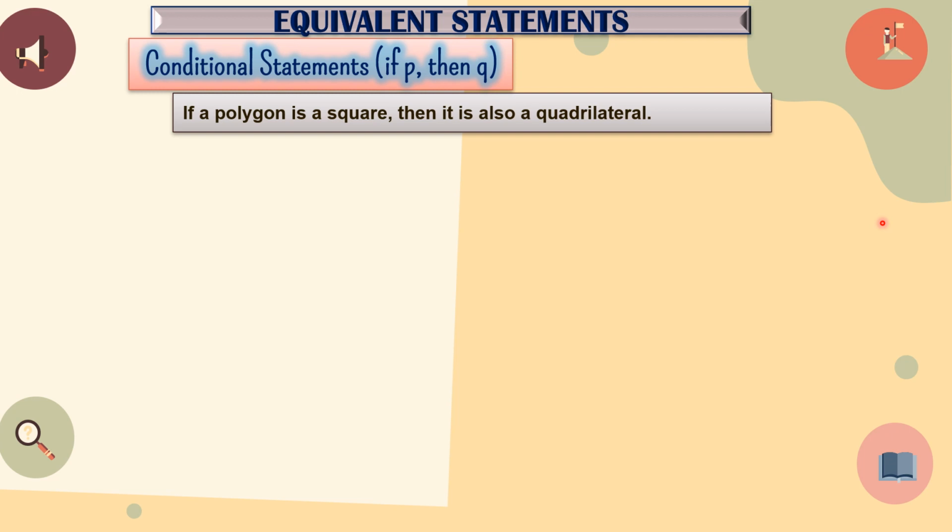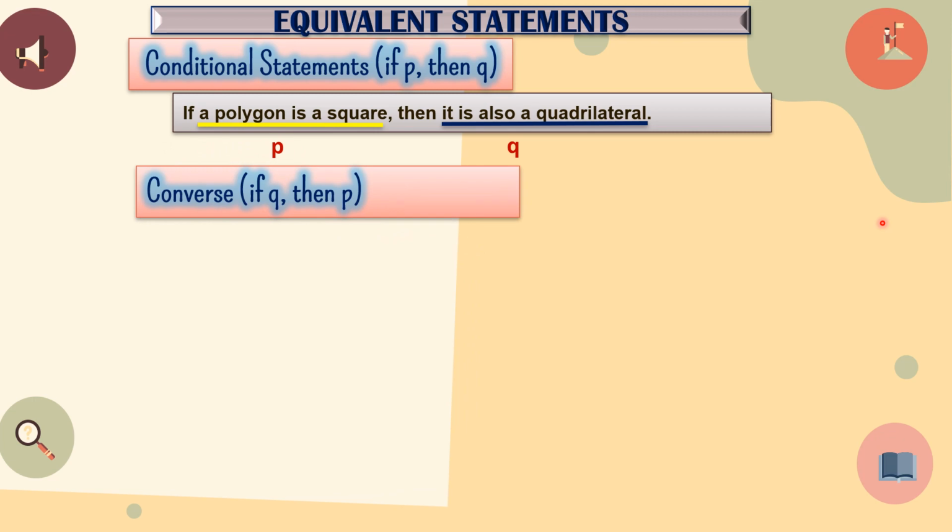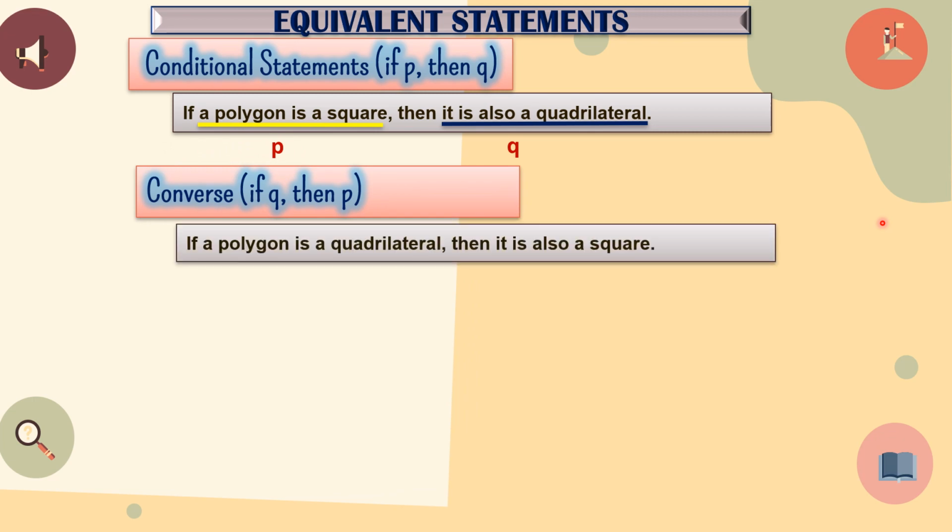So, ano po yung hypothesis? A polygon is a square. So, yan yung P. Tapos, yung ating conclusion, it is also a quadrilateral. So, yan po ang ating Q. Next, sa converse. If Q, then P. So, statement natin, if a polygon is a quadrilateral, then it is also a square. So, anong conclusion? A polygon is a quadrilateral. So, yan yung Q natin.